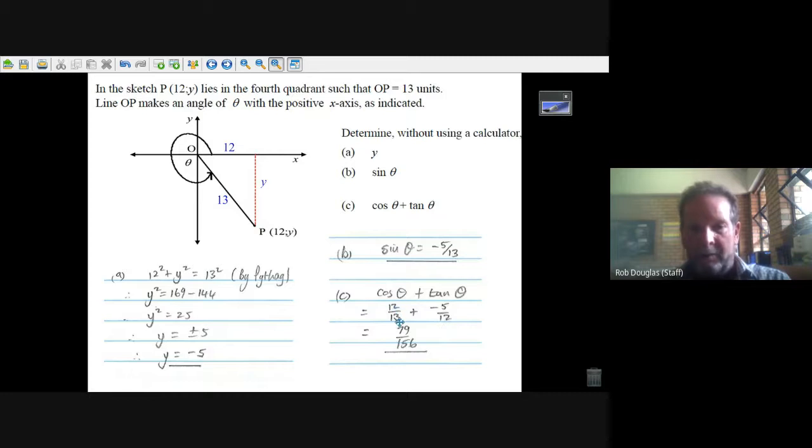Now you go 12 over 13 plus negative 5 over 12. Well, if you don't have a calculator, you'd go 13 times 12 is 156. Then you go 144 minus 65, and you'd get 79. You can put this in your calculator and write 79 over 156. And there's your answer for the cosine plus tangent of theta.